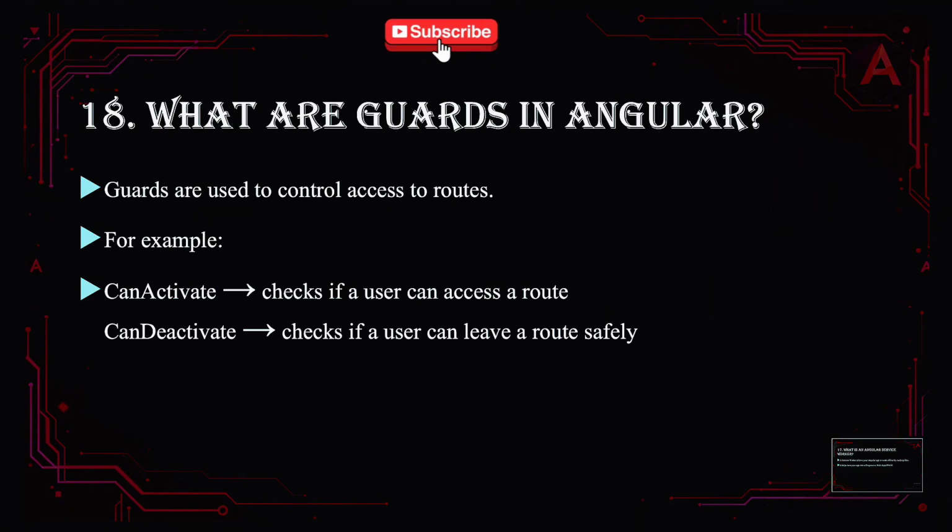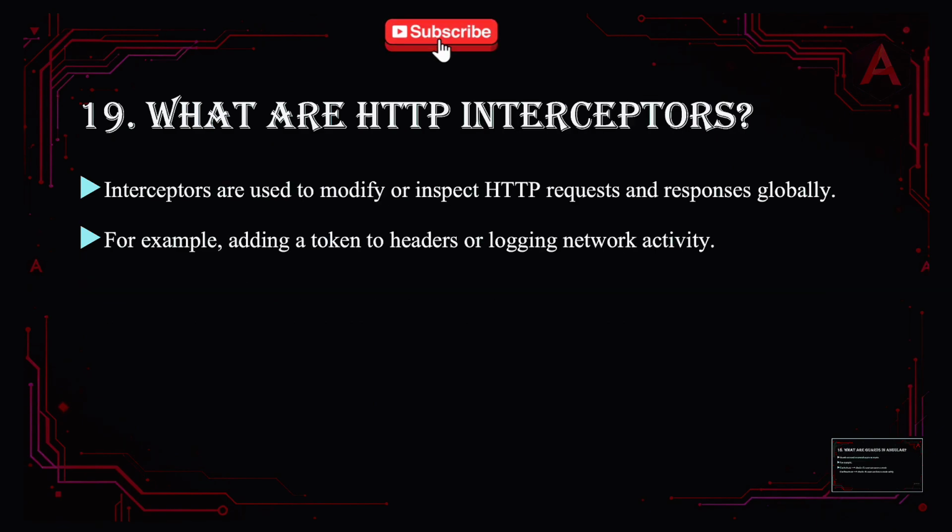Question 18. What are guards in Angular routing? Guards control access to routes. For example, preventing users from entering a page if they're not logged in. Examples include canActivate and canDeactivate guards. Okay, almost there.